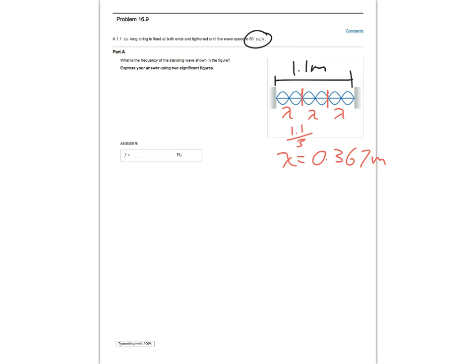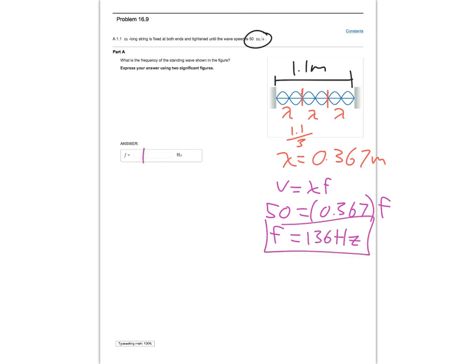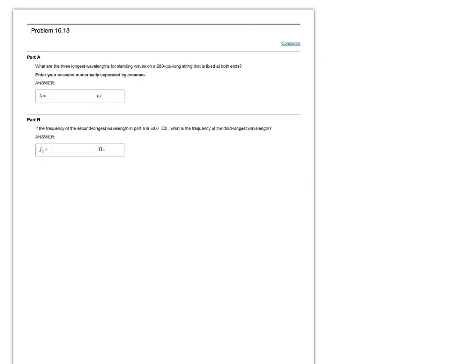Once I have that, I can calculate my frequency by saying velocity is wavelength times frequency. So 50 meters per second equals 0.367 times my frequency, and I end up getting a frequency of 136 hertz. And so that is my answer.